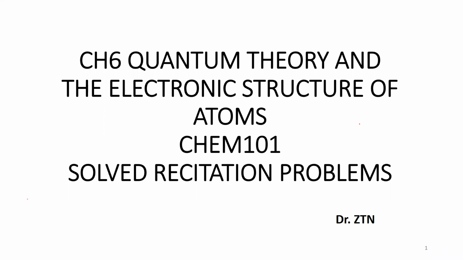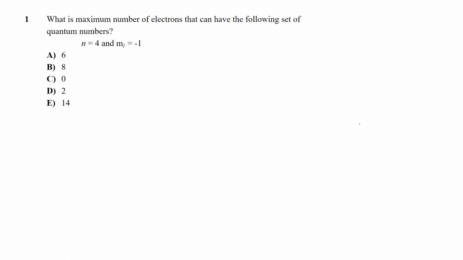Today we are going to solve recitation problems for chapter 6, which is about quantum theory and the electronic structure of atoms. So let's start with problem number 1. What is the maximum number of electrons that can have the following set of quantum numbers? We have n equal 4 and ml equal -1.